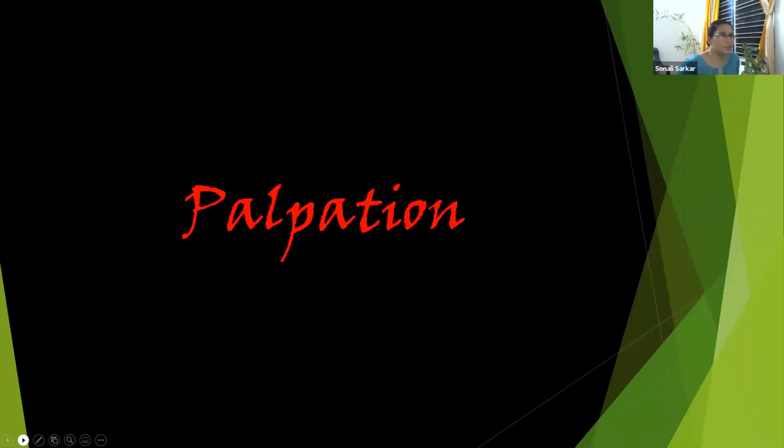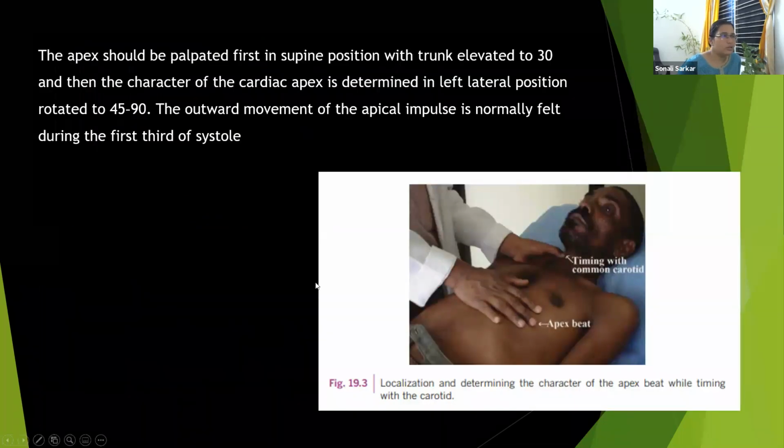Now coming to palpation. What is the optimal position of palpation? The apex should first be palpated in the supine position. Ideally, the trunk should be elevated to 30 degrees, but for exam purposes you need not do it, and need not mention it. The character of the cardiac apex is determined in the left lateral position, that is, rotated 45 to 90 degrees. The outward movement of the apical impulse is normally felt during the first third of systole.